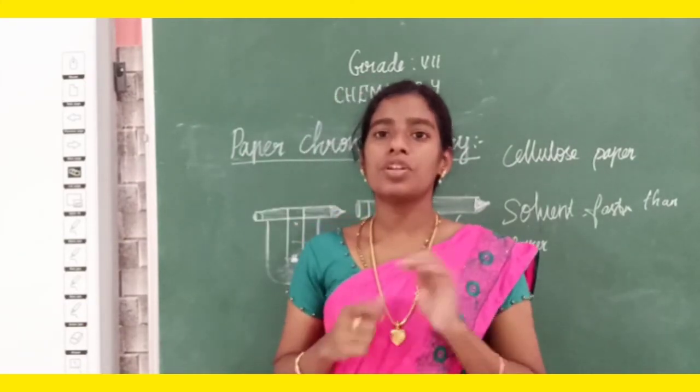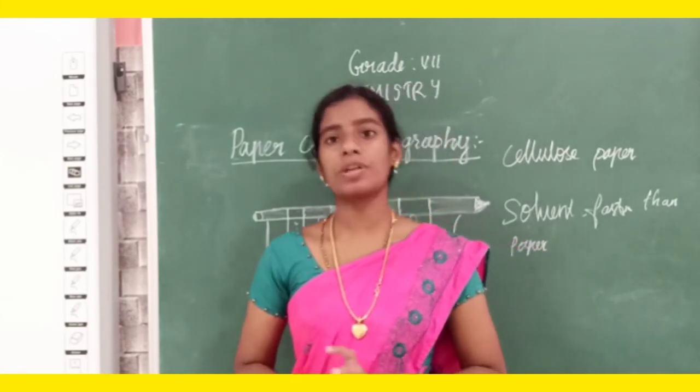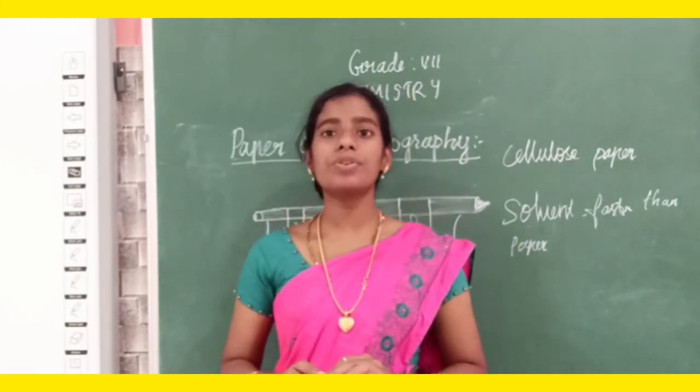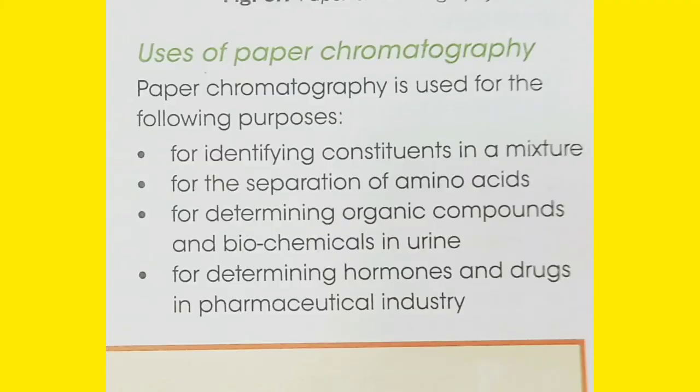In your book, there is an activity on how the colors are separated using paper chromatography. And now we can see the uses of paper chromatography. Some of the uses are for identifying the constituents in a mixture, for separation of amino acids, for determining organic compounds and biochemicals in urine, and for determining hormones and drugs in the pharmaceutical industry.